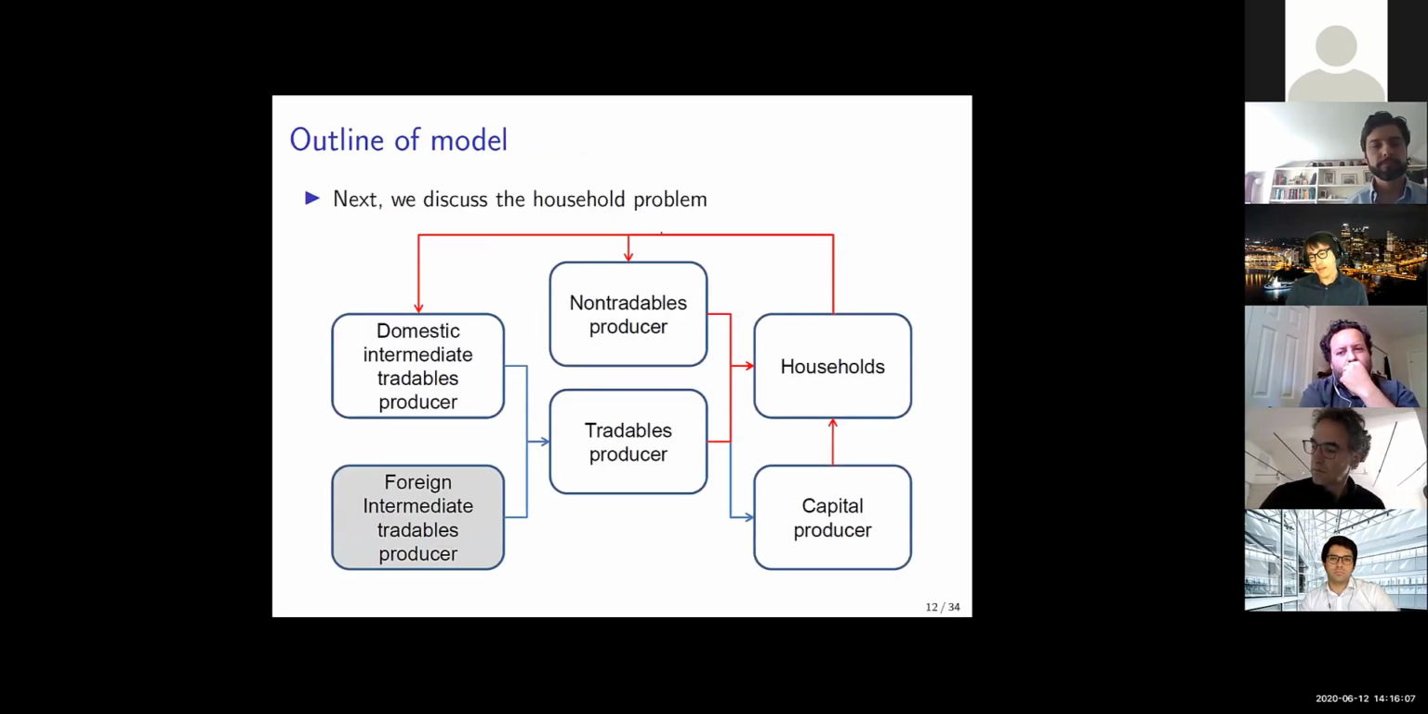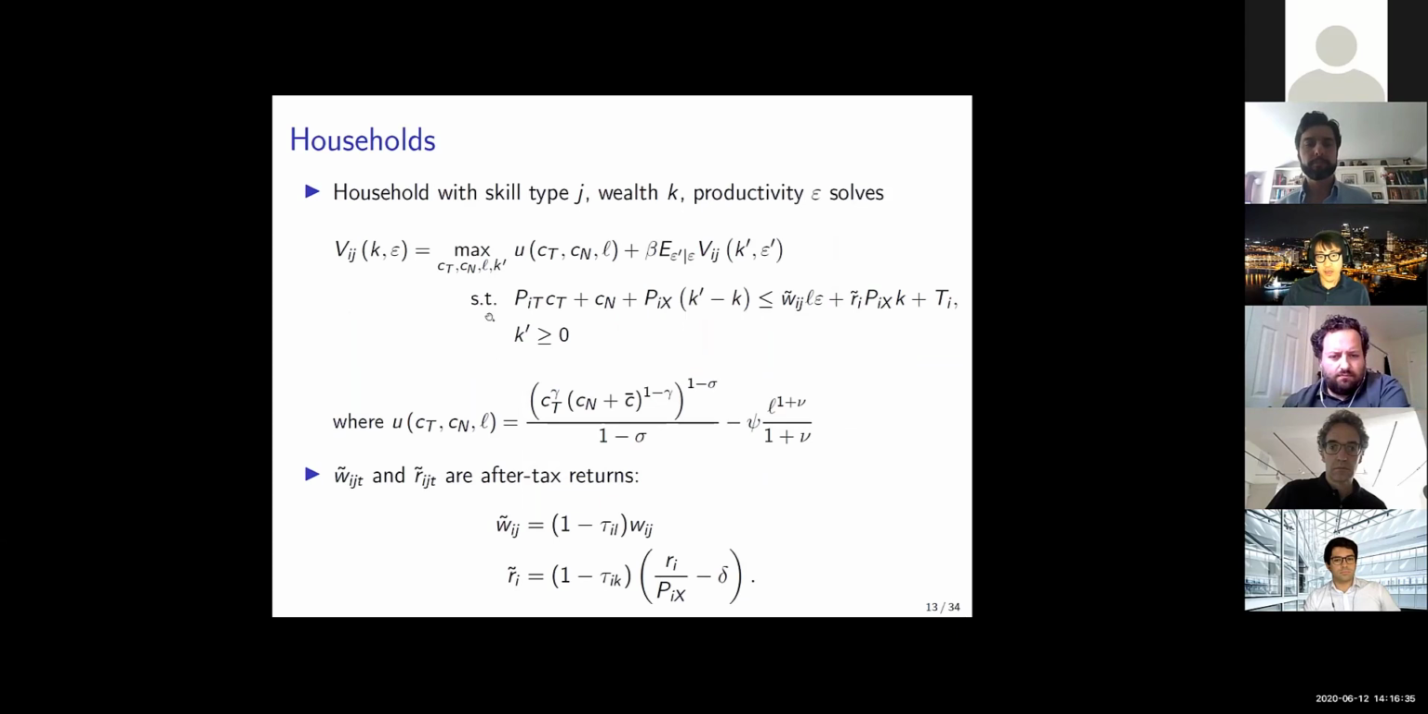All right, next is the households. The households are where all the action is in this model. The households purchase non-tradable and tradable goods for their own consumption. They purchase investment goods to accumulate capital, and they also supply labor to the non-tradable producer as well as the domestic intermediate tradable producers. Okay, so we'll just go straight to the recursive formulation.